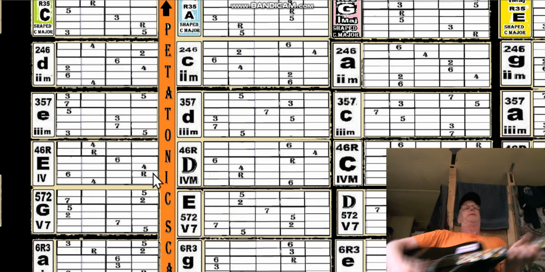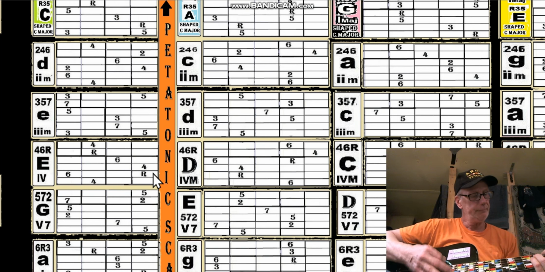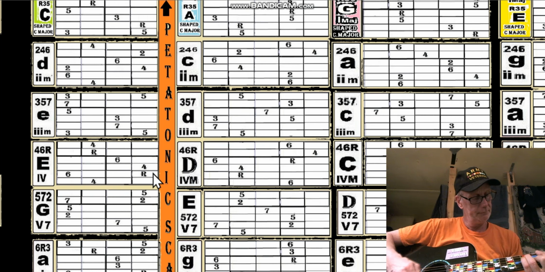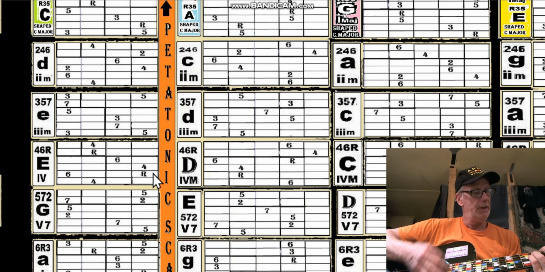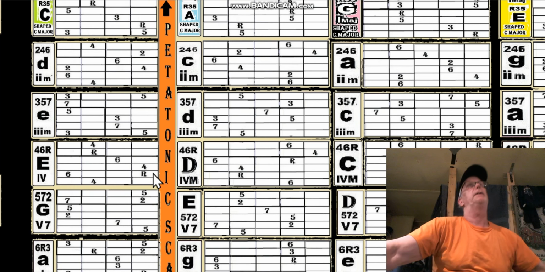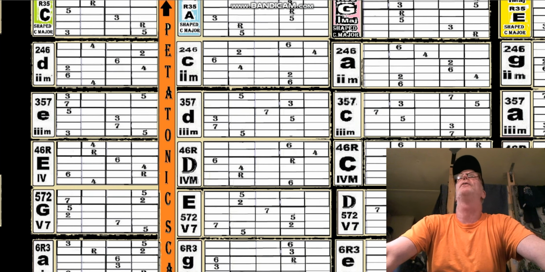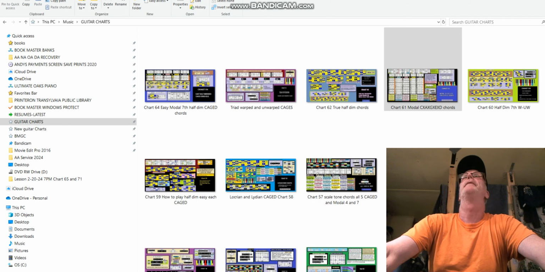So when we're doing the CAGED, that's what happens. All right, so this is the third, this is the fourth. So that's why they're all on the fourth, and it didn't follow the regular D minor rule.